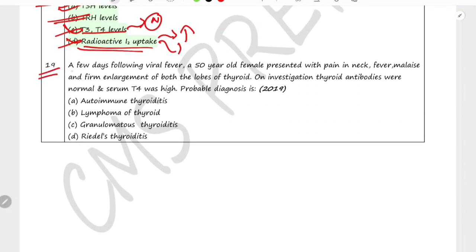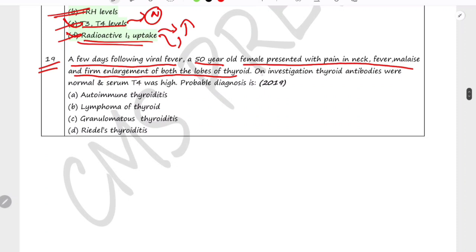Question number 19. A few days following viral fever, a 50-year-old female presents with pain in the neck, fever, malaise and firm enlargement of both lobes of the thyroid. On investigation, thyroid antibodies were normal and serum T4 was high. So what is the probable diagnosis? Autoimmune thyroiditis, lymphoma of the thyroid, granulomatous thyroiditis or Riedel's thyroiditis. So let us see the options.